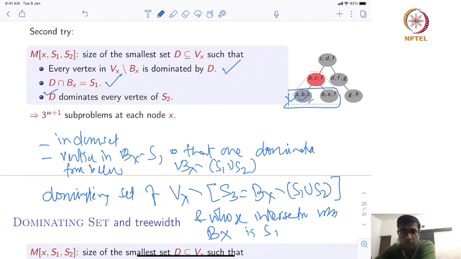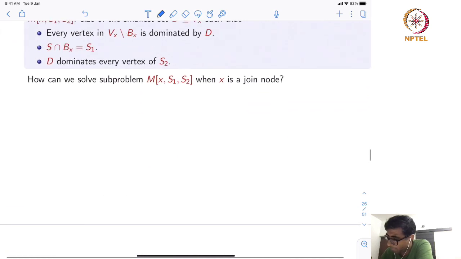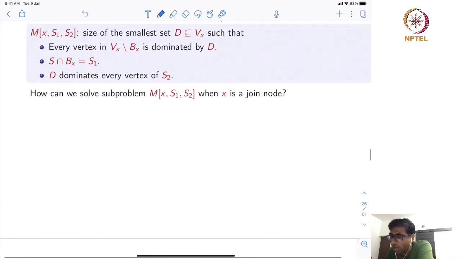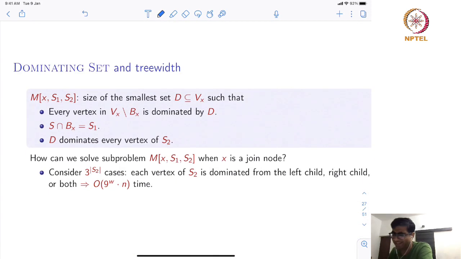Okay. Now the question is, how can we solve subproblems M of x, S1, S2 when x is a join node? The rest of them are very similar. So what do you know? Each vertex of S2 is dominated from the left child.